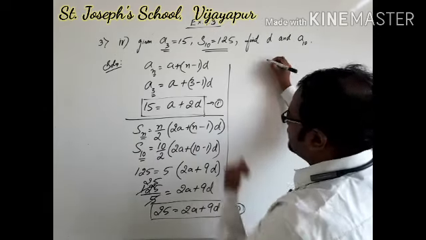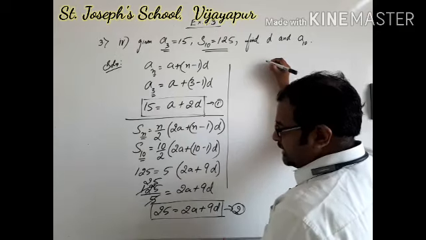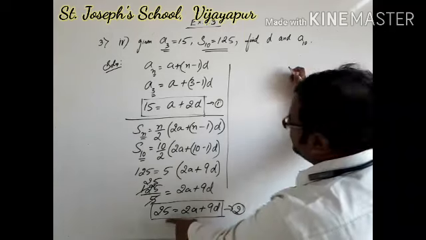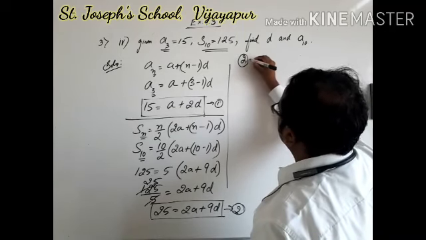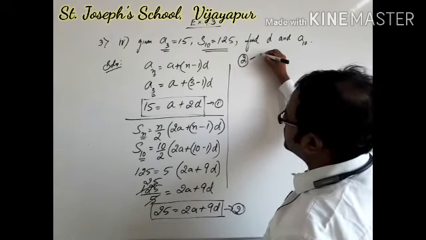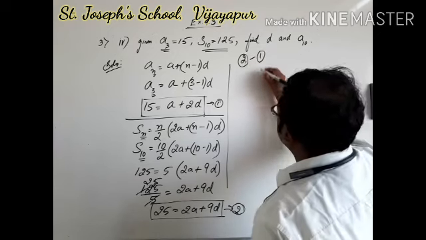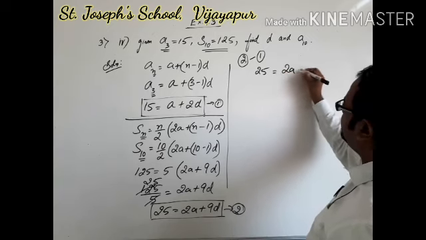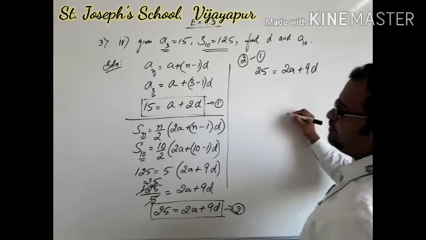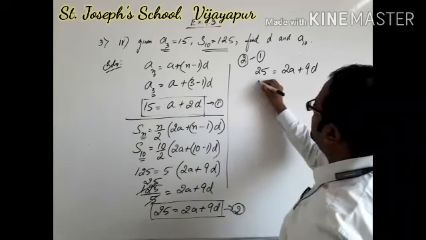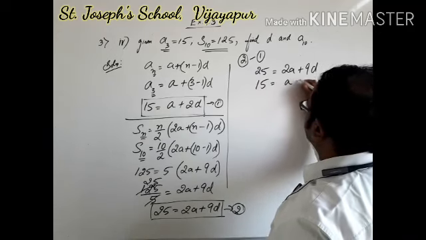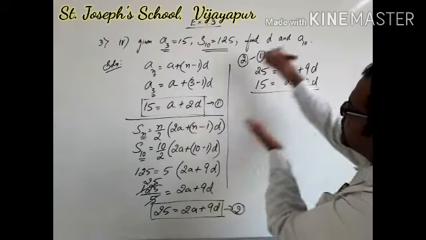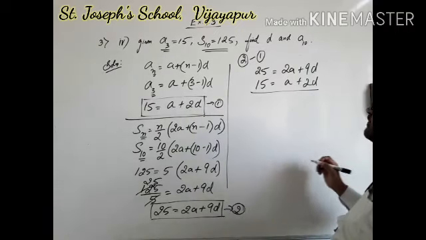So simultaneous equations, I'll write one below the other. The bigger values are in equation 2, so preferably I'll write that first. So equation 2 minus equation 1, if I write, I get 25 is equal to 2a plus 9d. Okay, first equation I am writing below: 15 is equal to a plus 2d. There is no rule that you have to write like this. You may write the first one also above. It doesn't make any difference.